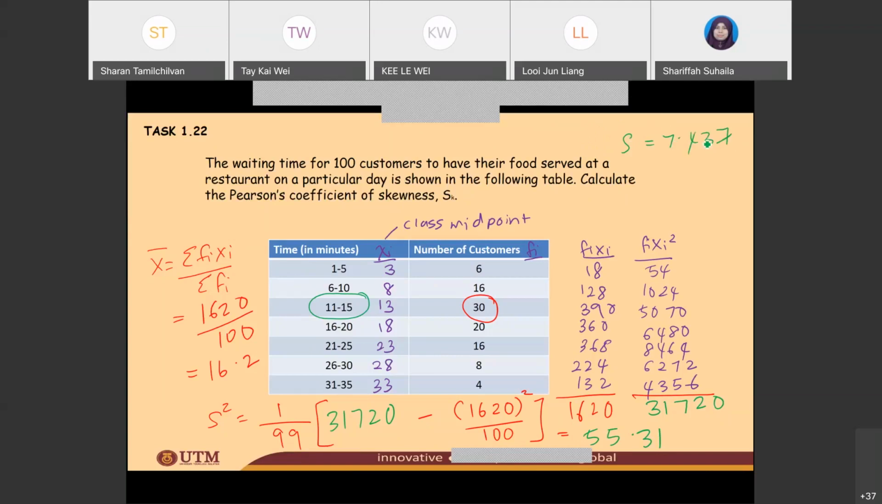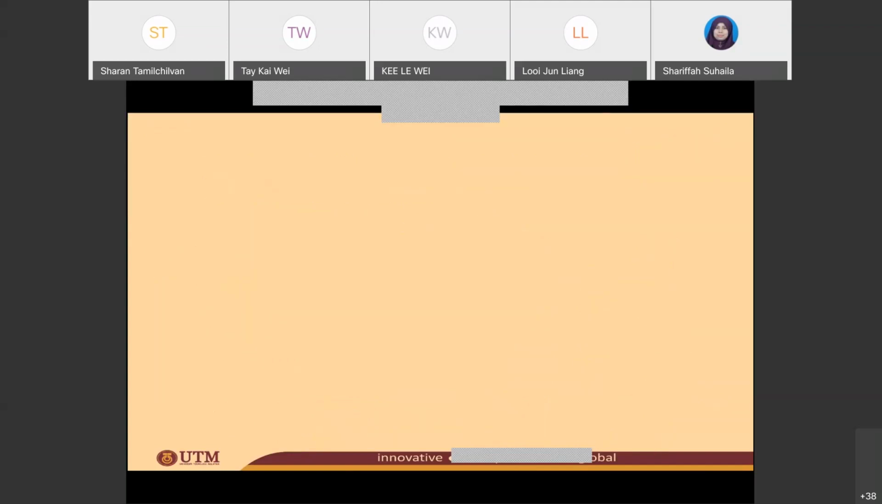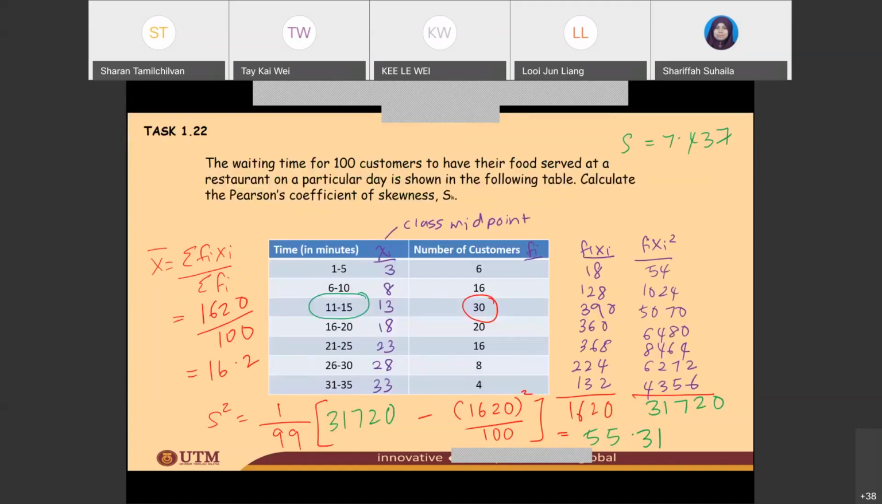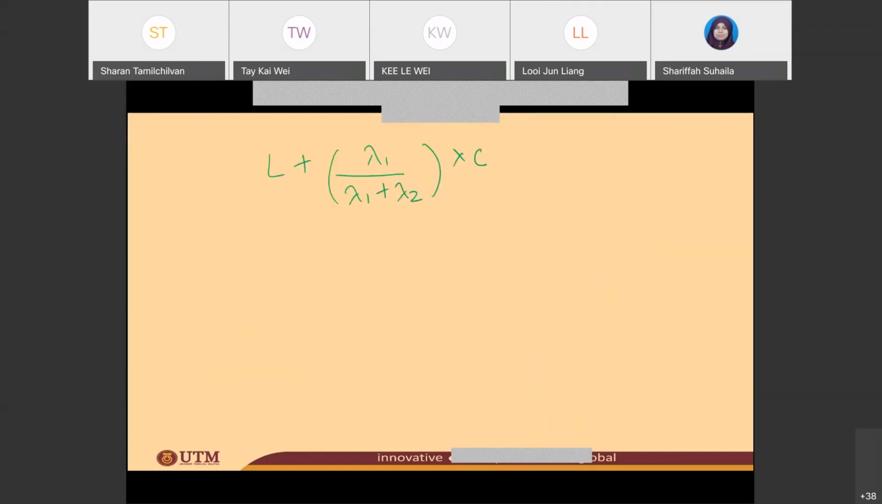Okay, so next you compute your class mode. Again, we identify the highest frequency is 30. So your class mode is 11 to 15. Now we use the formula, L plus, I just use lambda, lambda 1 over lambda 1 plus lambda 2 times C. Your class mode is 11 to 15, so the lower class boundary is 10.5.